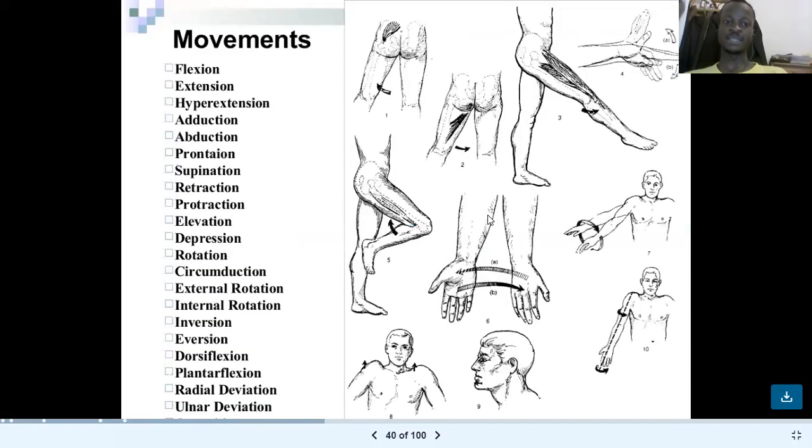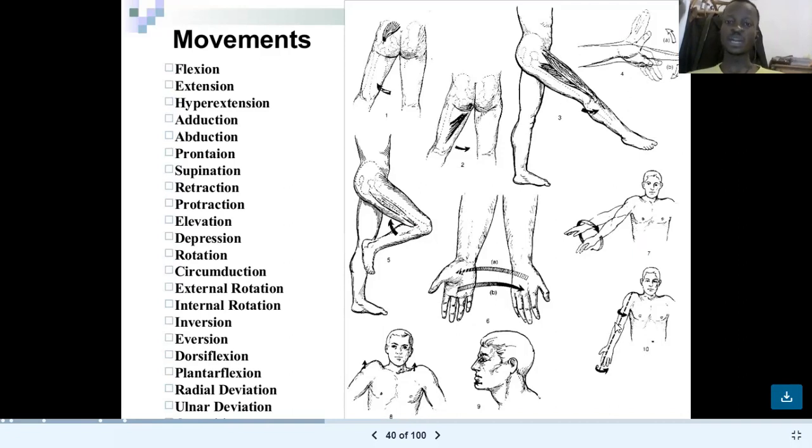Moving on to the movements. These are the various movements that we can have. Flexion, you have in terms of angle joints. In flexion, you have decrease of the angle. For example, moving your forearm towards the arm, that's flexion. If you look at picture number 10 here, then moving that forearm away from the arm, that is going to be extension.